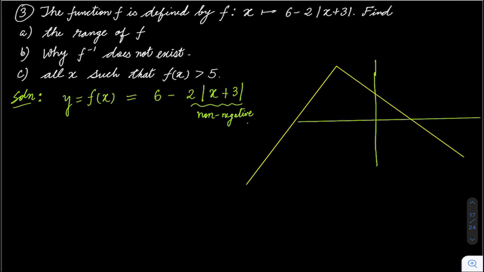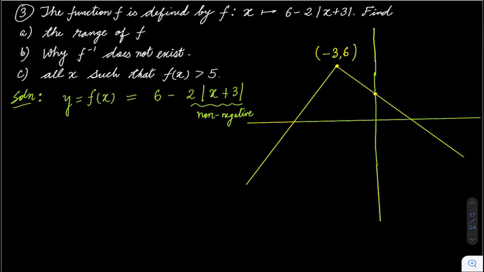Okay, now once we have the graph, we need to know certain values, right? For example, we need to know this top. We know that this top value, that is the highest point on the graph, will be when mod is 0. When mod is 0 means x is -3. So this point is nothing but (-3, 6). So you can just show this graph. And if you want, you can write the point where it intersects the y-axis. So at the y-axis, x is 0. So when x is 0, this will be 6 minus 6, that is 0.